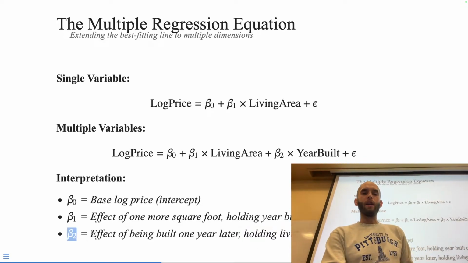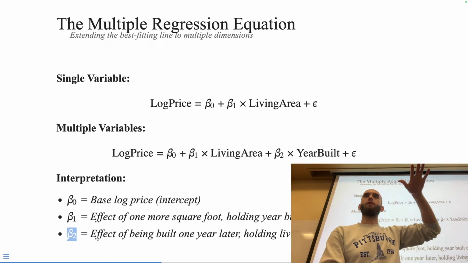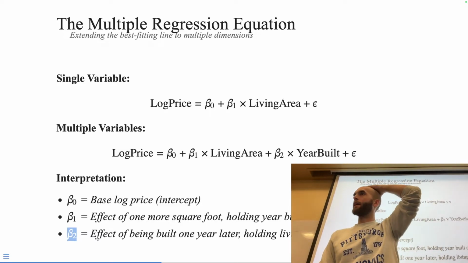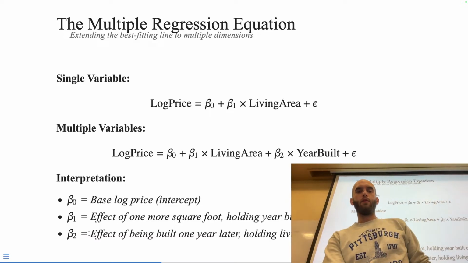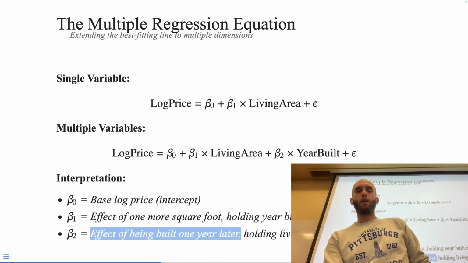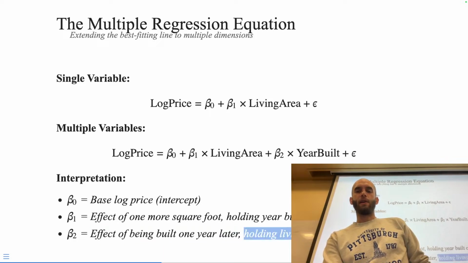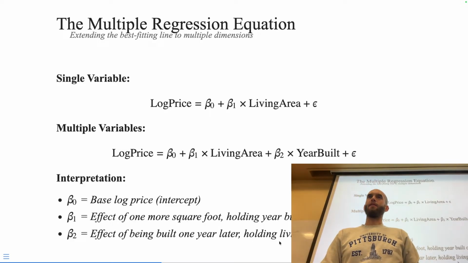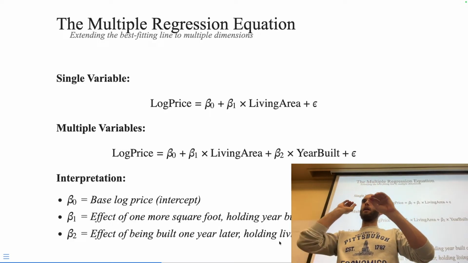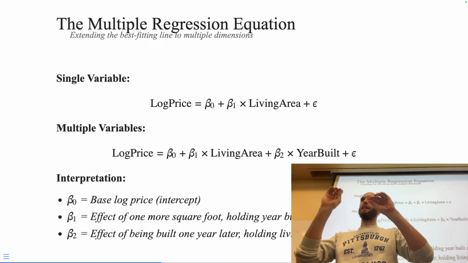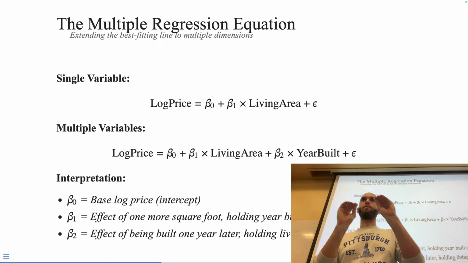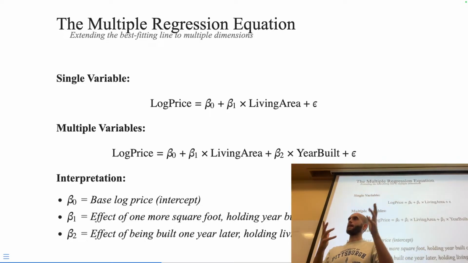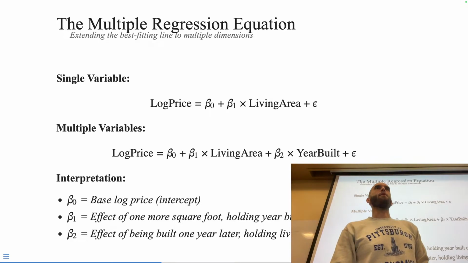Then beta 2 is essentially the equivalent, but with the variables flipped. So instead of the effect of 1 more square foot, it's the effect of being built 1 year later, so 1 year newer, and now we're adding this condition. So we're saying holding living area constant. So we're comparing a house built in 1990 to a house built in 1991 if they have the same square footage. What's the additional value of that next year of newness? So if it's 1 year newer, how much extra value is it?